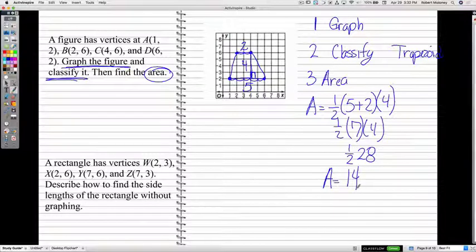And I can take a look at that and see if that works out right. So I've got 1, 2, 3, 4, 5, 6, 7, 8, 9, 10. I've got 10 full squares here, and then I've got a bunch of smaller pieces that equal that 14 units squared.